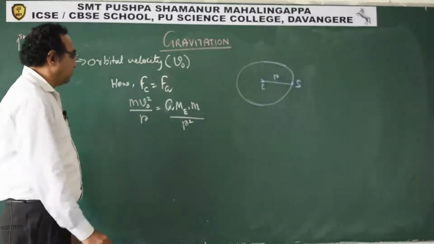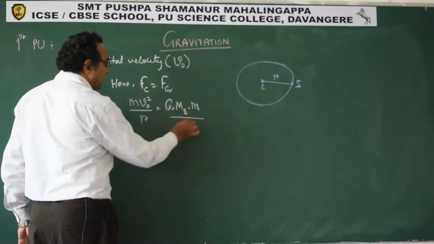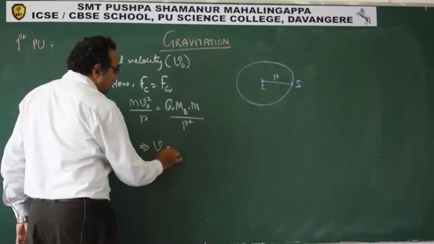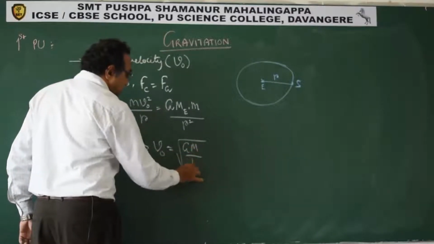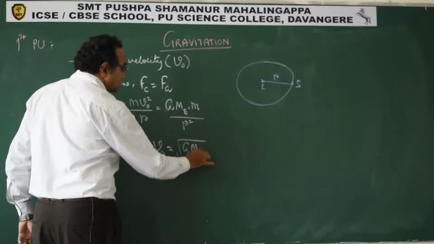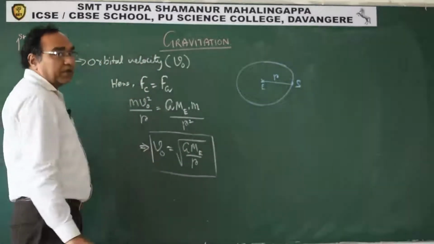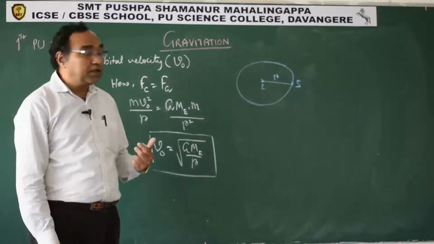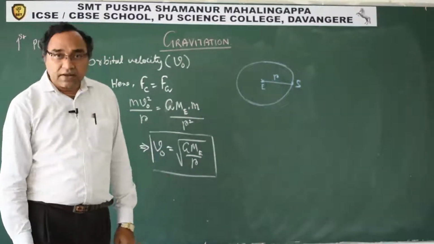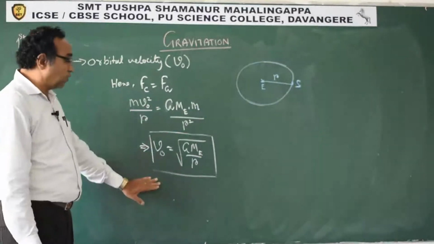Now simplify this. From this we can say mass cancels out, r cancels out, and the orbital velocity V0 is the root of GM_E by r. This is exactly how we can find the orbital velocity, the orbital speed of the satellite in an orbit of radius r.